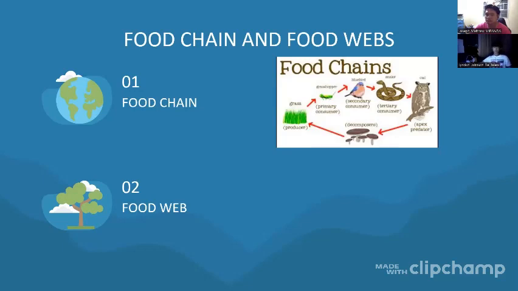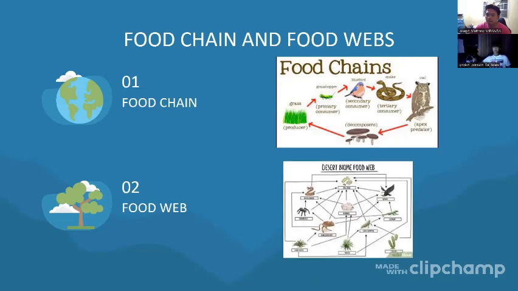Now, next is the food web, which consists of all food chains in a single ecosystem. Basically, it is made up of interconnected food chains. Next slide.